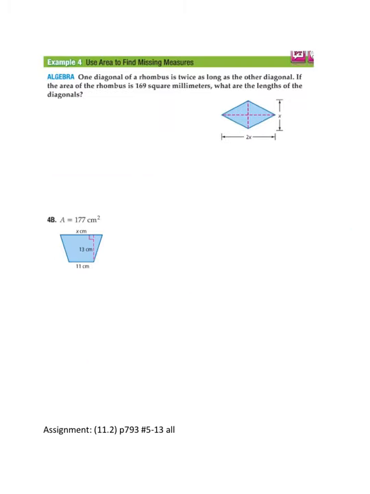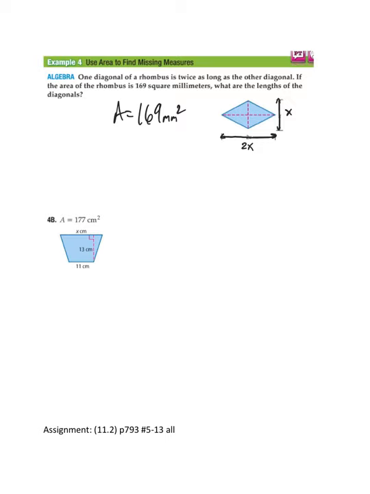And I believe we have one more example here on the back. One diagonal of a rhombus is twice as long as the other diagonal. So the other diagonal, that is this x distance. The long diagonal is twice that, so 2 times x. If the area of the rhombus is 169 millimeters squared, what are the lengths of the diagonals?